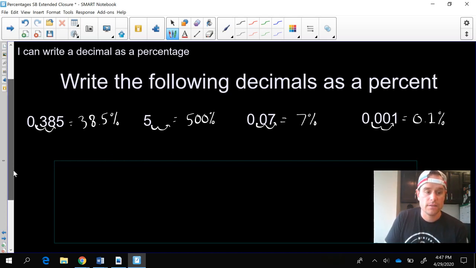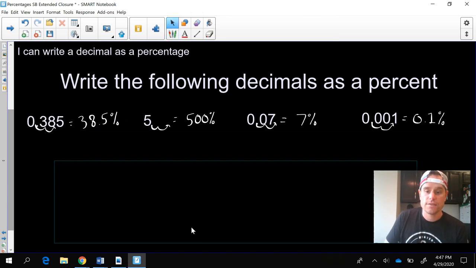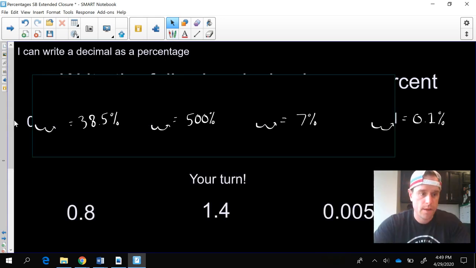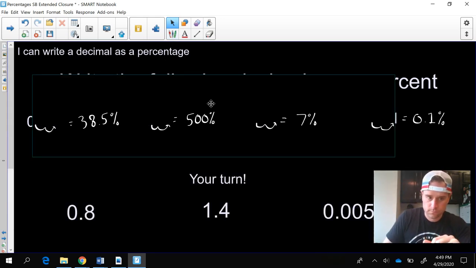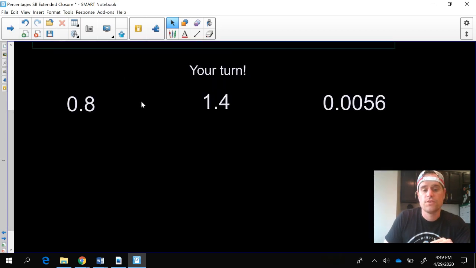You guys see there's a common theme here. Every single time we're moving it over twice. Can you guys solve these? Try them out on your own. I'll scroll this down so you guys can see it. Change these to percentages.